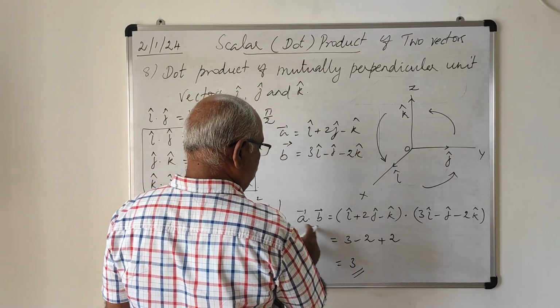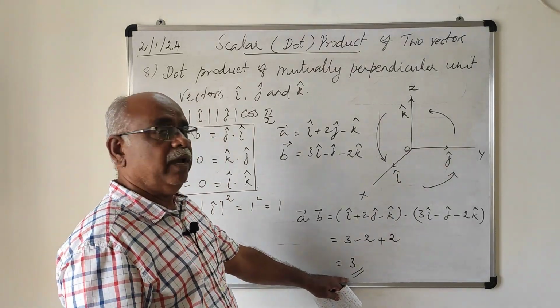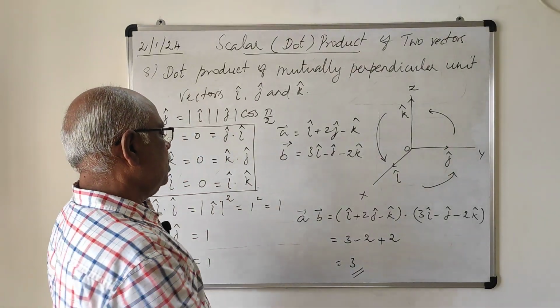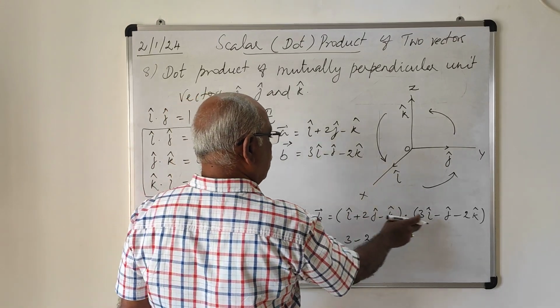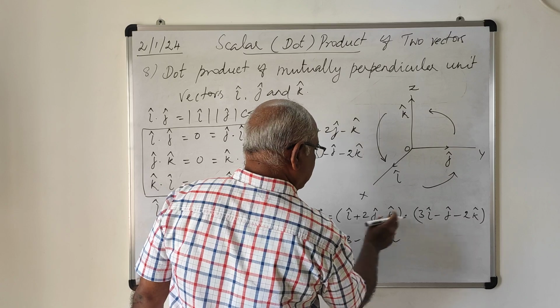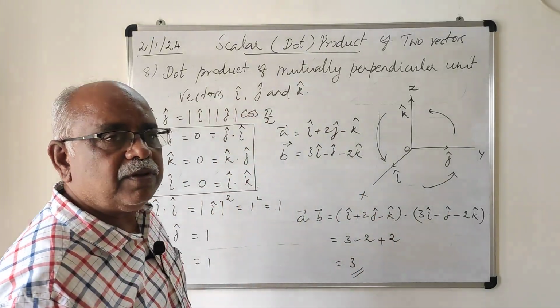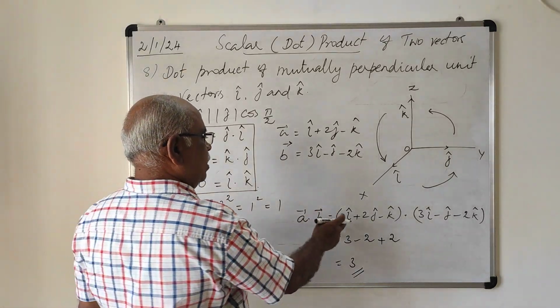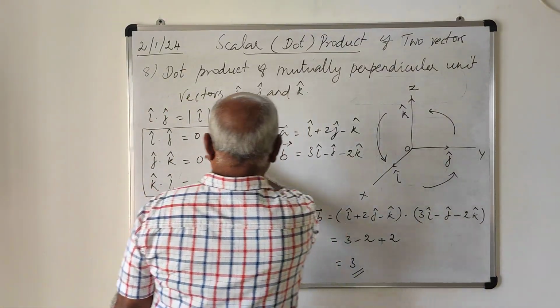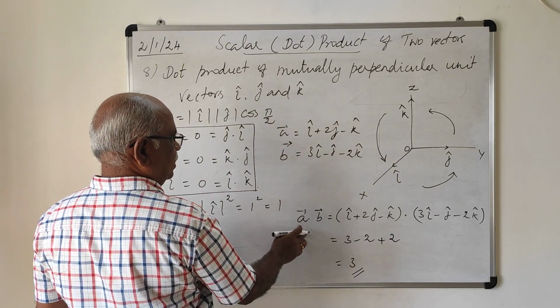Therefore, A dot B, the dot product, is a real number. I told you already, dot product is a scalar quantity or real number. So for the dot product of two vectors in components, you just multiply the I dot I, J dot J, K dot K terms only. The rest of the terms are 0 because I dot J is 0, I dot K is 0. Using this idea, I am finding the dot product of two given vectors.